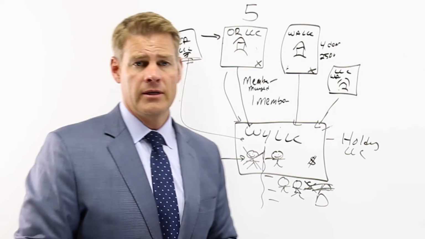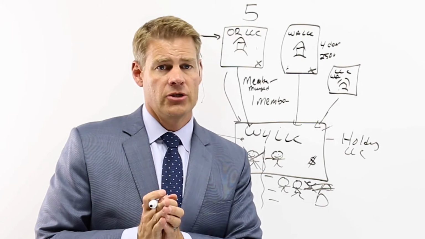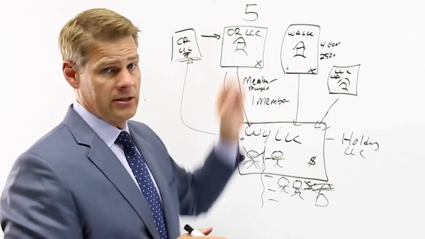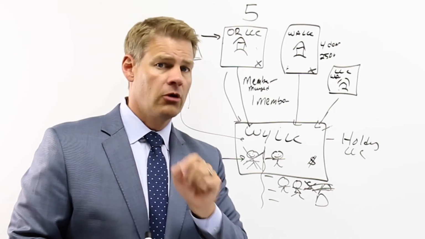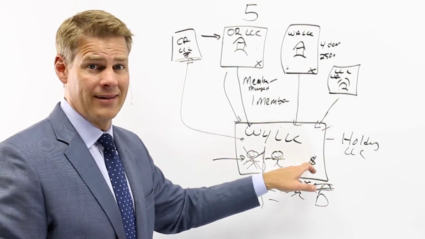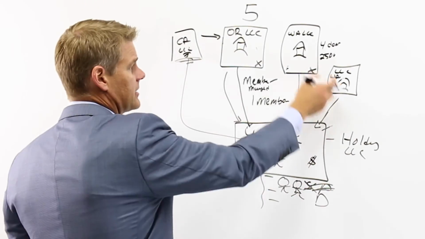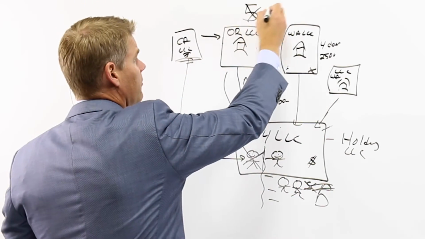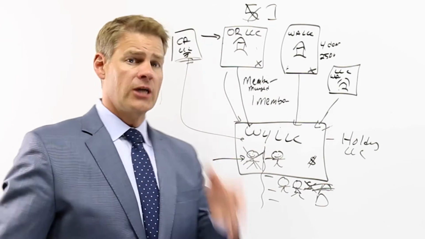But if I were to bring you into deposition, and I asked you how many LLCs you own, you're not going to tell somebody 5, because you don't own 5. How many do you own? You own 1. This is the only LLC that you own. Now this LLC owns these 4 LLCs, so you don't own 5, you own 1. So I get a judgment against you.